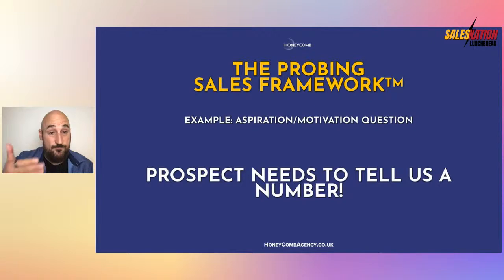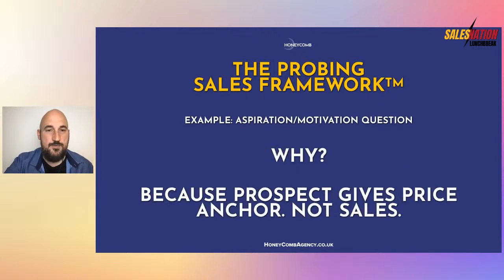And in that case, we want the prospect to tell us a number, right? So it's 10% or 20%. Okay, so in order to achieve 1 million in revenue, you want to invest £200,000 in order to achieve that. Okay, that's fair enough. What does that do? Why do we want the prospect to tell us a number?